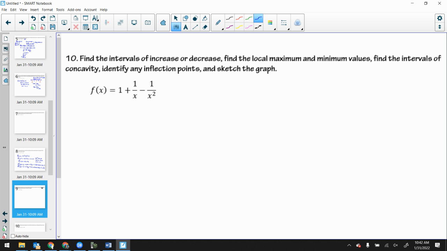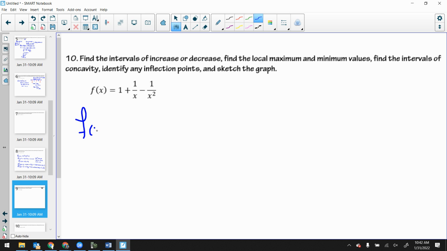Find the intervals of increase or decrease. Find the local maximum, minimum values. Blah blah blah. Just graph, right? Okay. So I am going to manipulate this. What's another way to write 1 over x? X to the negative 1. And I'm going to use that to help us along our way.